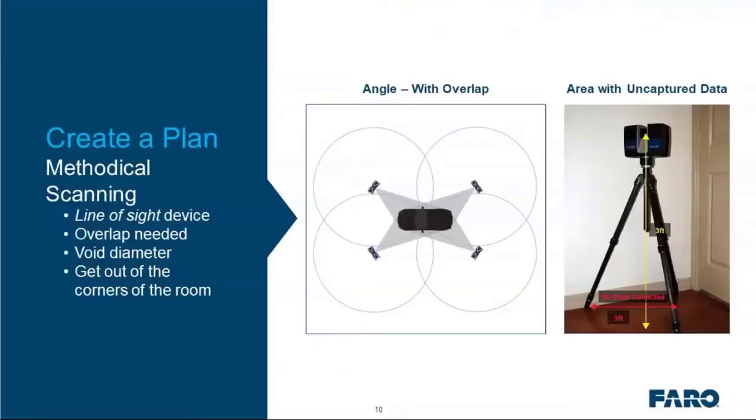So when we talk about methodical scanning, that's part of our plan. What sequence do we use for our scans? And during your walkthrough, you're going to develop this. And we're going to talk about each of these methods of methodical scanning: line of sight, overlap, void. We're going to talk about all this in the next few slides.